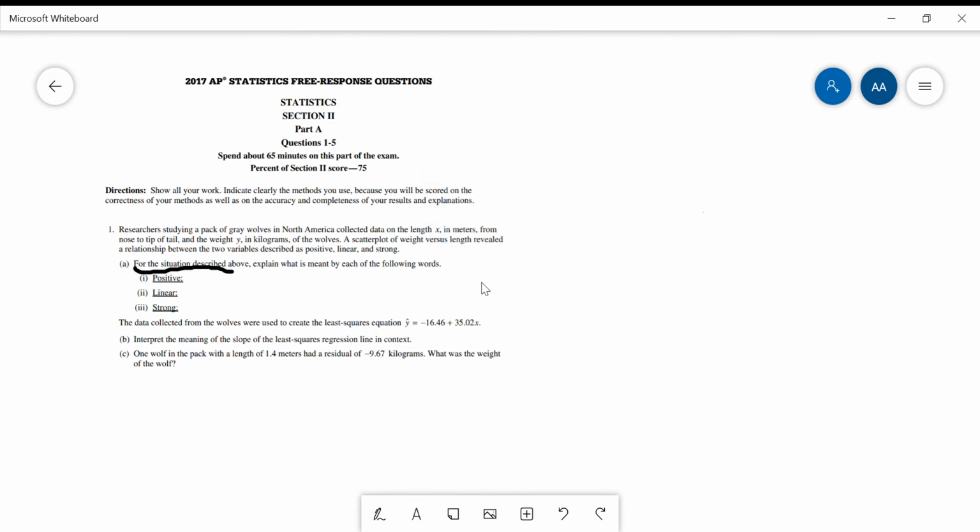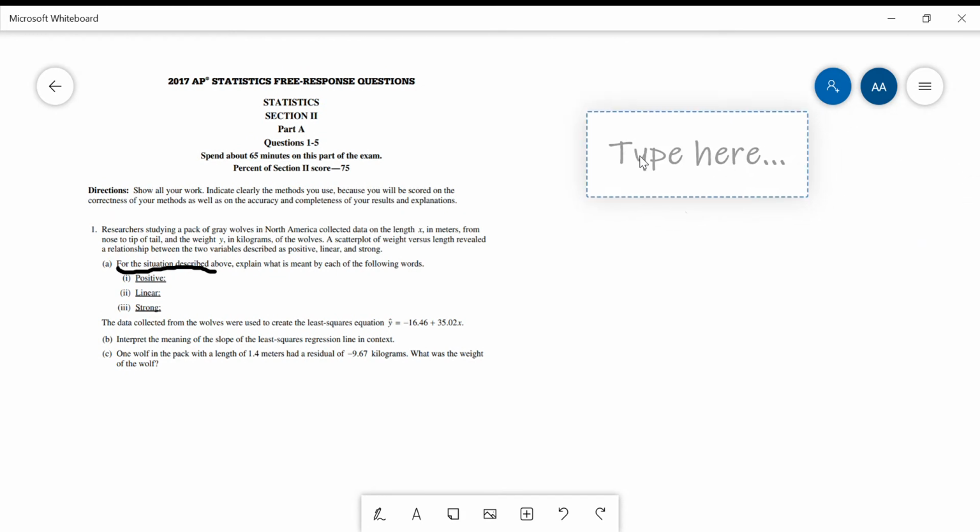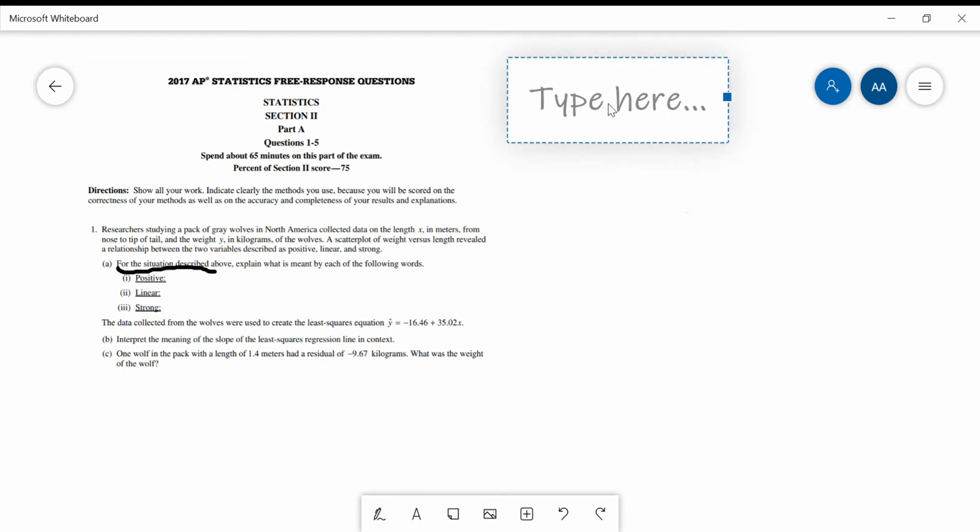So, researchers studying a pack of gray wolves in North America collected data on the length x in meters from the nose to the tip of the tail and the weight y in kilograms of the wolves. A scatter plot of weight versus length revealed a relationship between the two variables described as positive, linear, and strong. So I'm going to write down some of the key terms that are in this question and worth remembering before I even get to part A, B, or C.